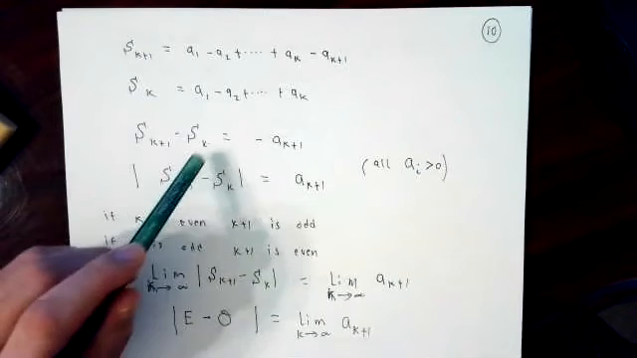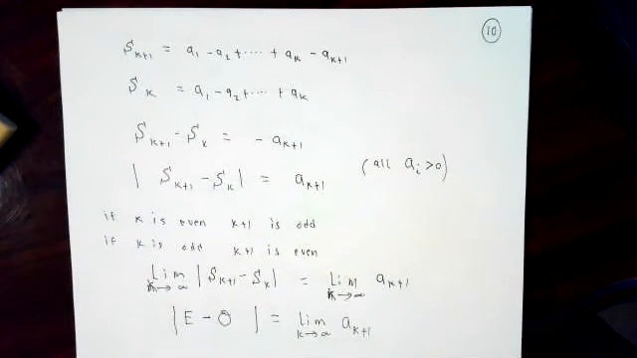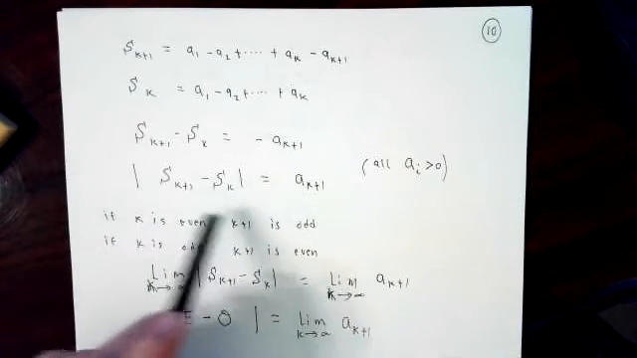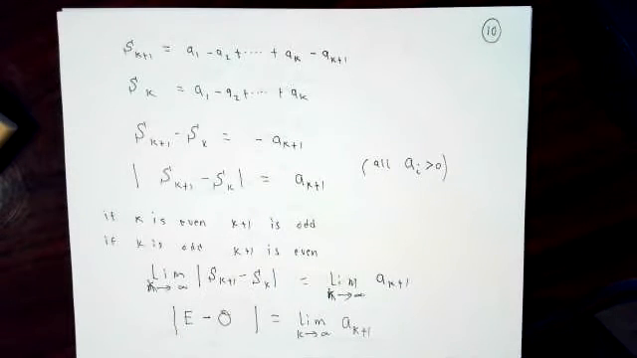So if I subtract these two things, I'm going to be subtracting away two partial sums that differ in index by only 1. One of these things is going to be an even indexed partial sum, and the other one's going to be an odd indexed partial sum. To get rid of all the plus or minus ambiguity, I'll take the absolute value. This says that the distance between partial sum number k plus 1 and partial sum number k is exactly a number k plus 1.